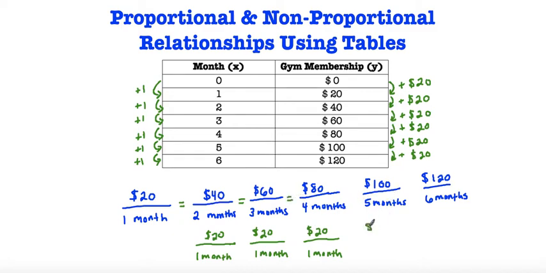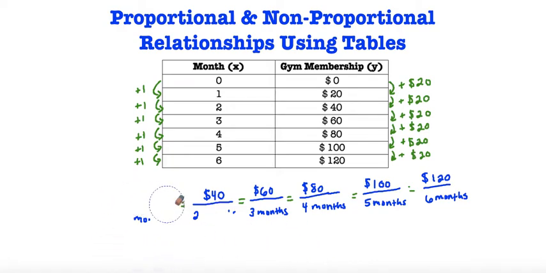$100 for 5 months would simplify to $20 each month. So our rate is equivalent. And $120 in 6 months would also simplify to $20 a month. So that would also be equivalent. So all our rates here are equivalent, making this a proportional relationship. Because all our rates are equivalent, this makes this table proportional. So I'm just going to erase this.